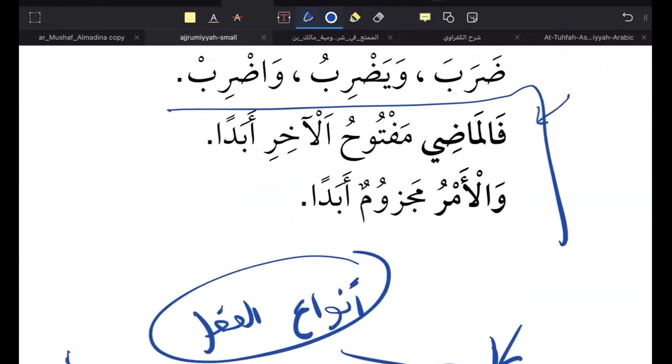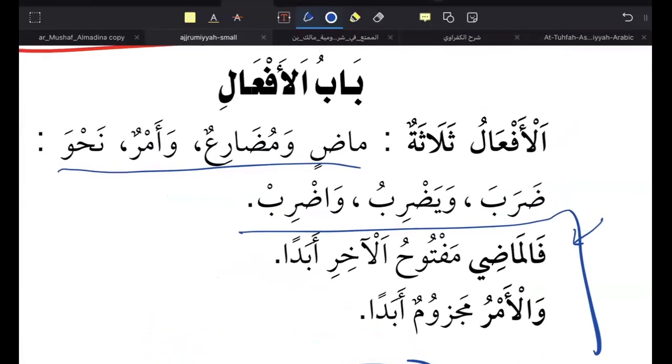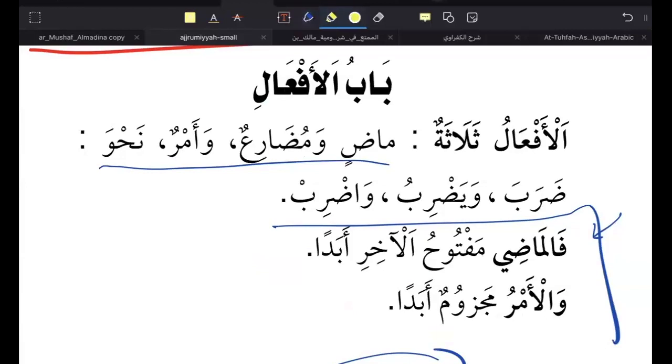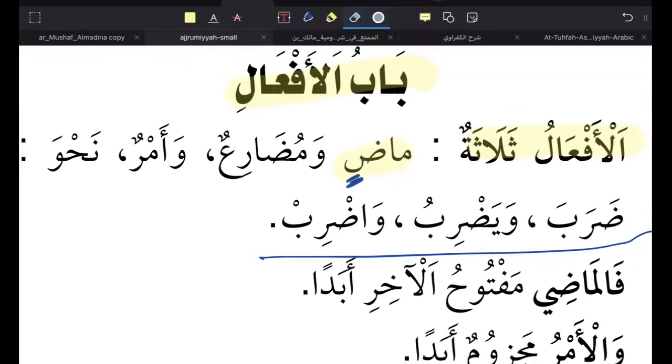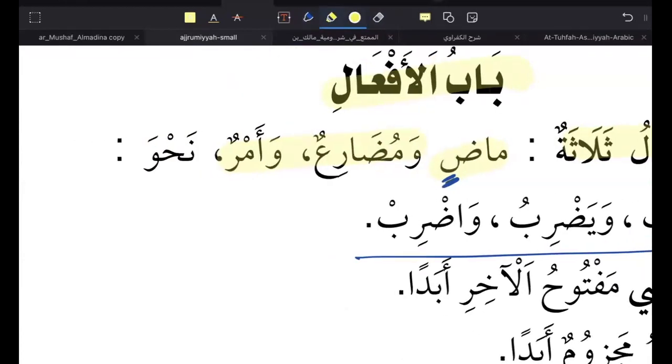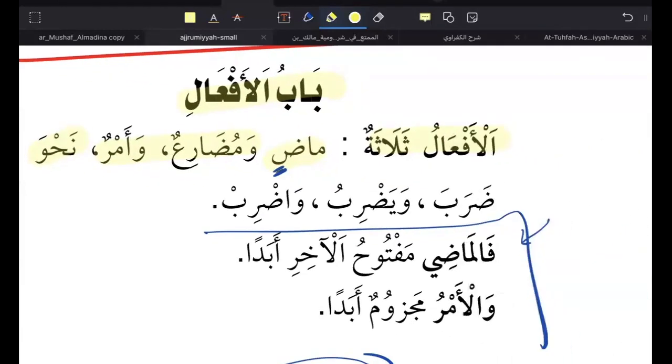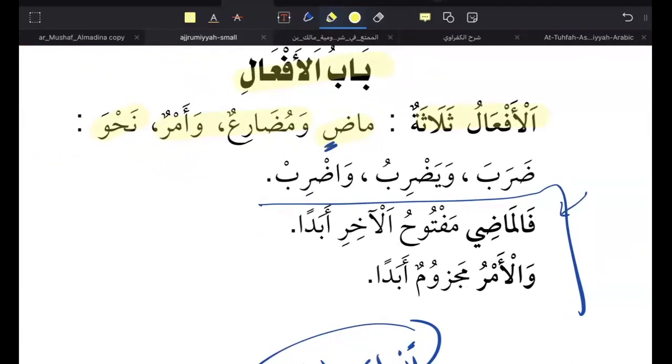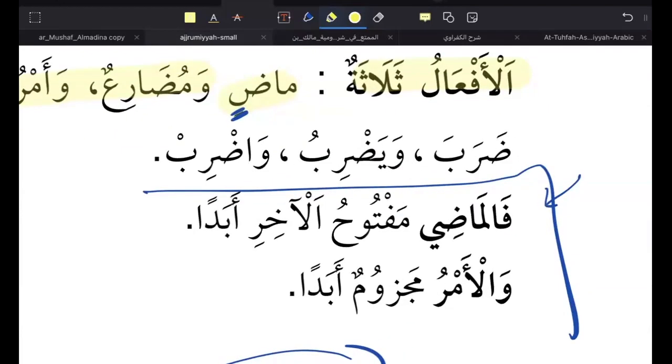So the musannif here, let us read what he said, because we are already talking about this thing. He says, Babul af'al, the chapter on the verbs, and he goes on to say, al-af'alu thalatha. So the verbs are three types. The first one is madi, the second one is mudari', and the third one is al-amr. This is very old news. You guys know them already. Then he gives an example, nahwa, say, ضرب يضرب اضرب.